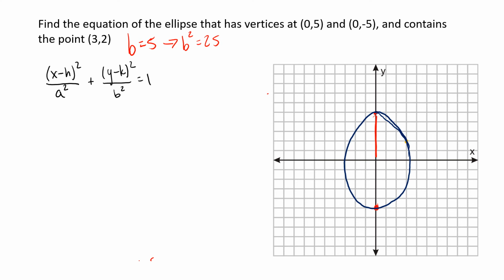So what are we given here? Well, the other thing that we can find from this problem is the center of this ellipse. The center is at 0, 0. So HK is 0, 0. So that's nice. So if I look at all these things I don't know, right?